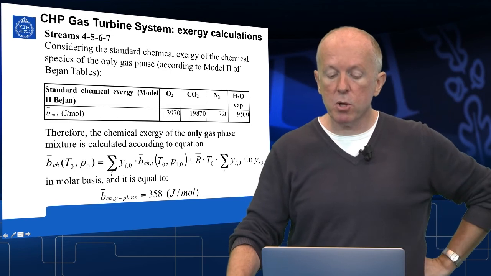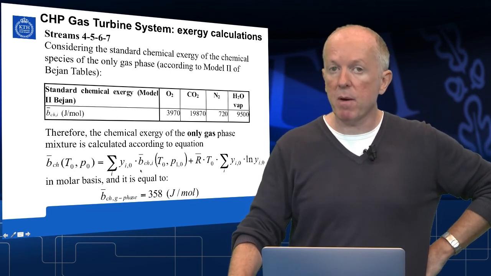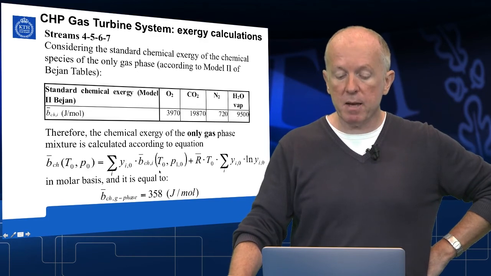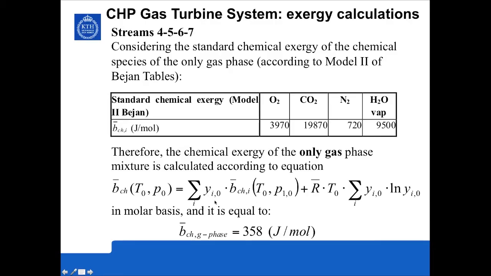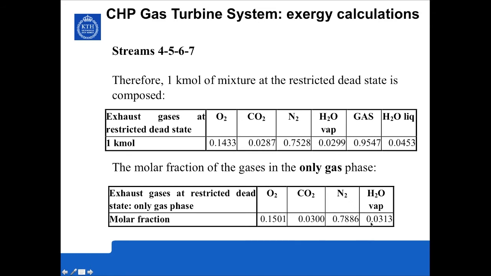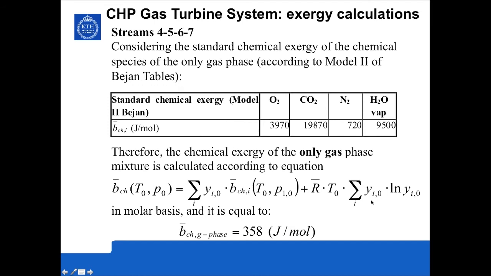And over this composition you can apply the equation that we have described before. So the chemical exergy of a stream of gas can be calculated as the sum over the molar fractions of the chemical exergy of every single chemical species, plus the universal gas constant, times the temperature of the dead state, times the sum over the molar fractions times the logarithm of the molar fraction of the chemical species in the stream that you are considering. These molar fractions are the ones listed in this table, you see. 0.15 for the oxygen and so on. These are the values that you have to input here.